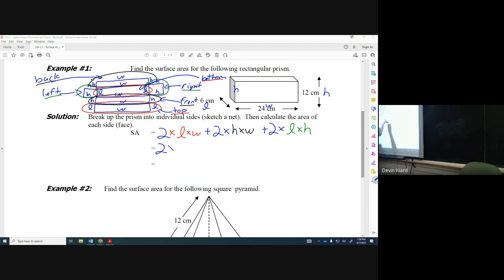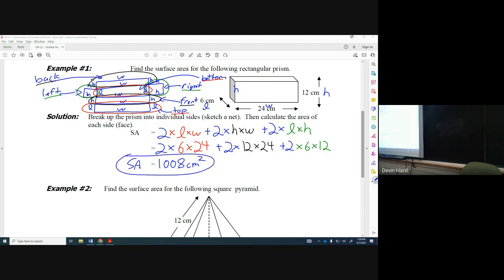So I'll do 2 times my length, which is 6, times my width, 24, plus 2 times my height, 12, times my width again, 24, plus 2 times my length, 6, times my height, 12. Okay, so punch that into your calculator, and what we'll get is that our surface area is 1,008 centimeters squared for this box. Okay, if you need to pause it to copy that down, just let the supply teacher know.